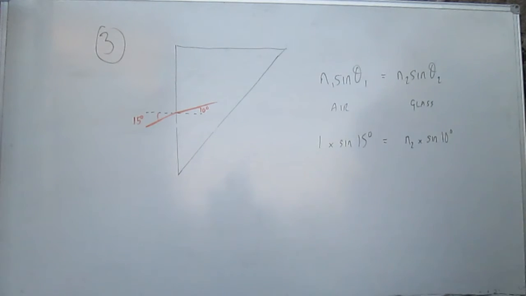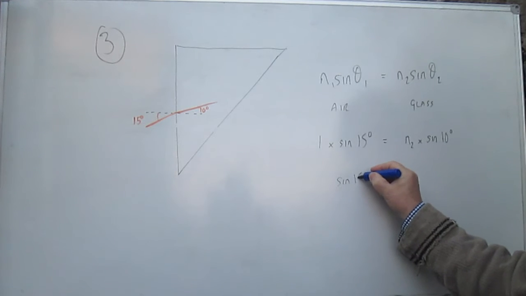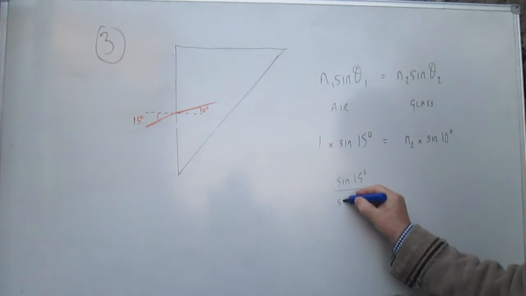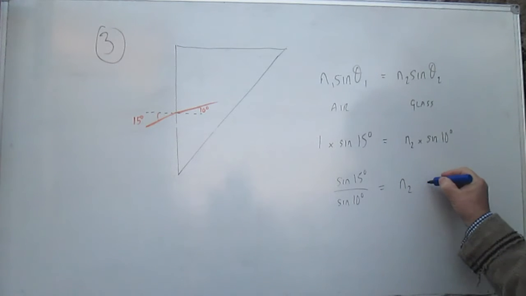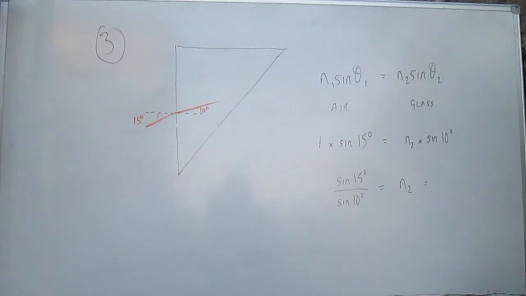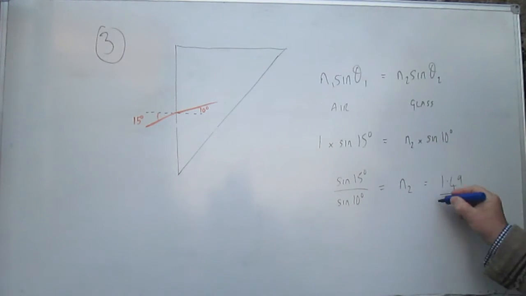And so we can trivially rearrange to get that sine 15 degrees divided by sine 10 degrees is equal to n2. And if we just find the numbers for those, that works out to be 1.49, which is what it said we had to show.